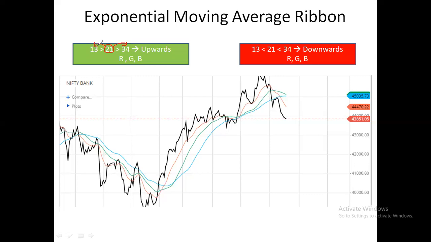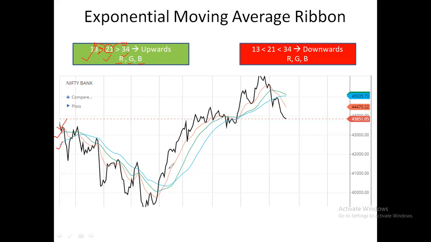You can remember this and put it as a moving average ribbon or exponential moving average ribbon, and make a standard practice of RGB: red, green, blue. Red stands for 13, green stands for 21, and blue stands for 34. So the color representation is also very easy for you to refer to. Always remember 13, 21 and 34. That means 13, which is red, should be on top, green should always be in the middle, and blue should always be at the bottom. This is a good way for us to identify whether the market is in an upward or downward direction. It gives us even more clear visibility.